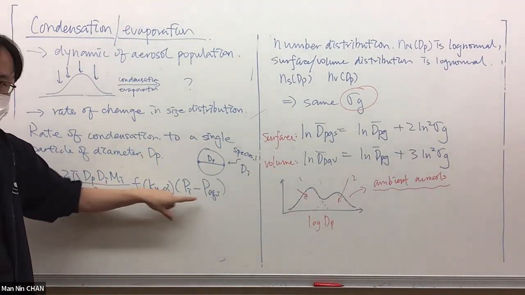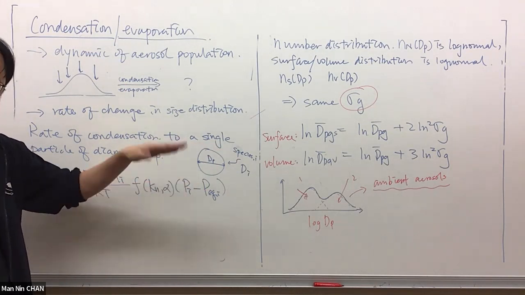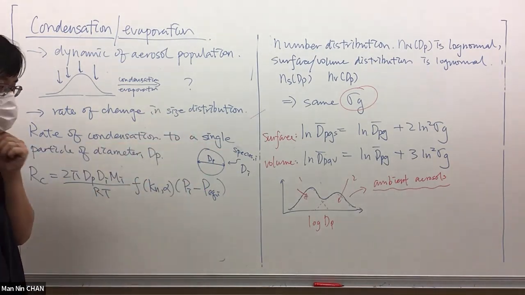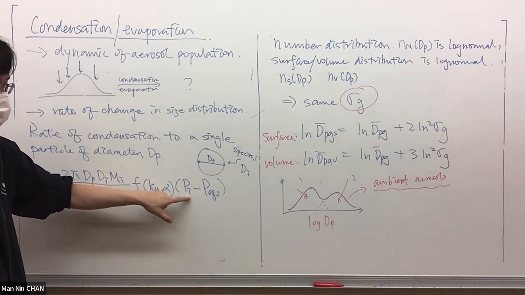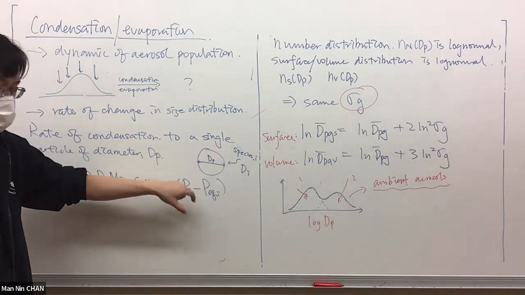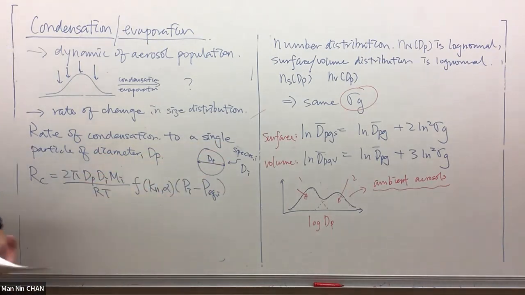And then this is just the driving force. This is due to the concentration gradient. Of course, this can be related to the partial vapor pressure of your species in the gas phase, and then to the surface vapor pressure. So this is the equation we showed you before.